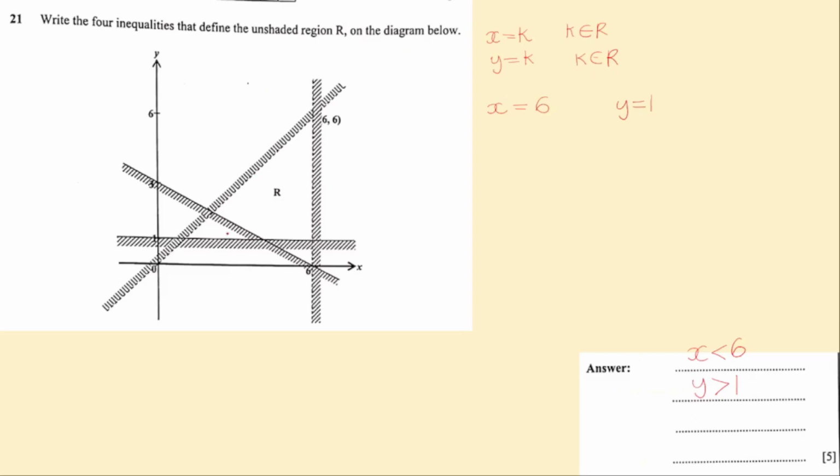Now let's look at the lines that are sloping. In fact, I need to put greater than or equal to, because this line is a solid line, it's not a dotted line. So the inequality should be greater than or equal to 1. Let's look at the lines that are sloping.